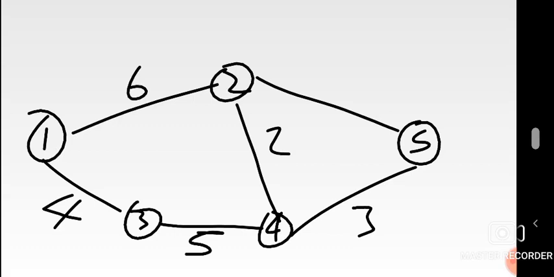It was supposed to be 4 there. 3 to 4 was supposed to be having 5. Okay, just take note of that. And then, of course, 5 there, right? Okay. Then, let's get the question quickly.